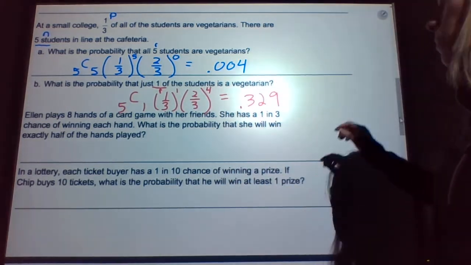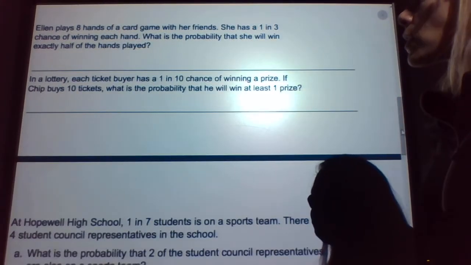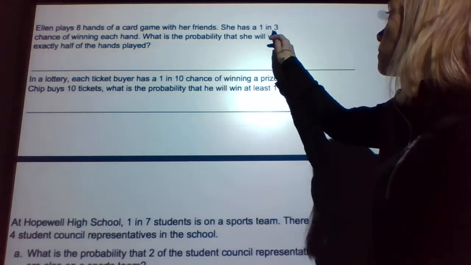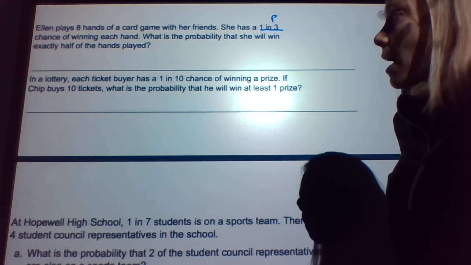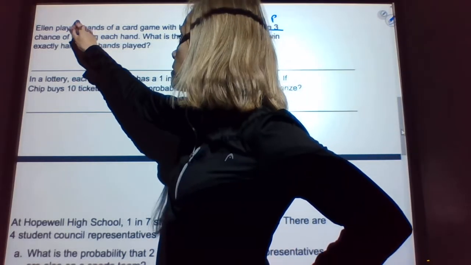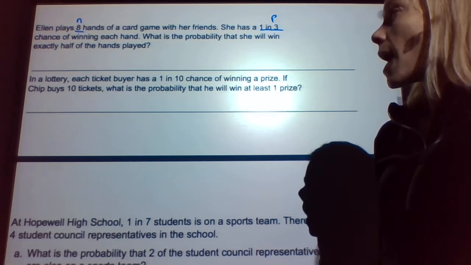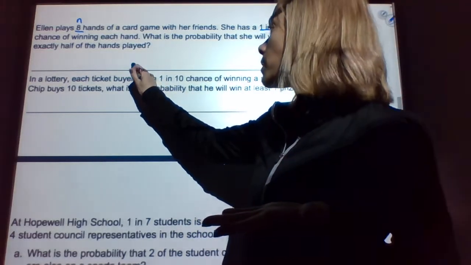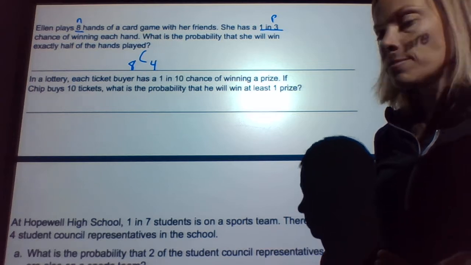Okay, maybe just a couple more here. Ellen plays 8 hands of a card game with her friends. She has a 1 in 3 chance of winning. There's my P. What is the probability that she will win exactly half of the hands played? So my N was right here, 8 hands, right? That's the total hands I'm playing. I want to know what's my probability of winning half. So half of 8 would be 4. So my combination would be 8 hands. I want to know the probability of winning 4 of them, half.